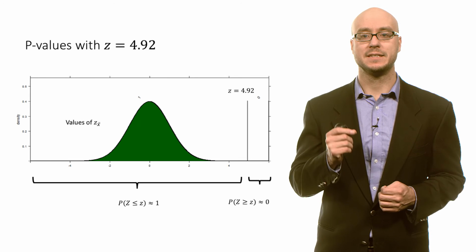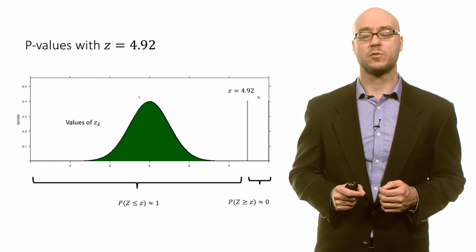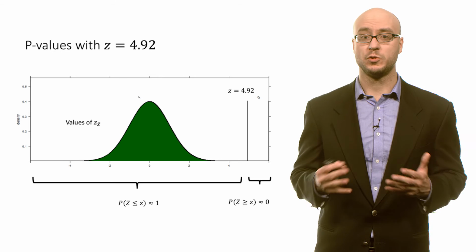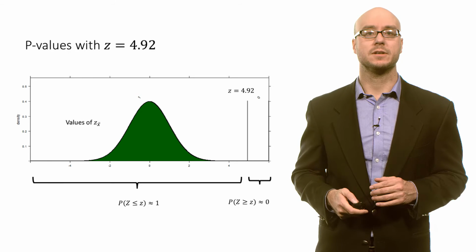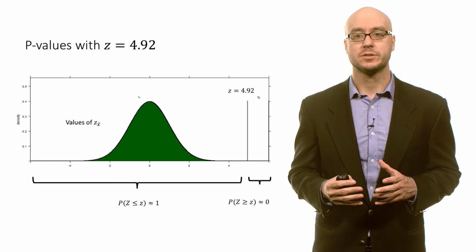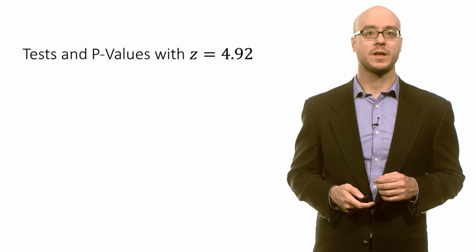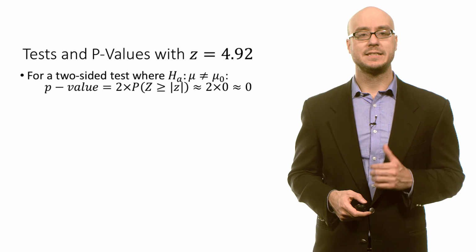The probability of obtaining a z-test statistic greater than or equal to 4.92 is almost zero. You round down to zero. It's never exactly zero, but it gets very, very close to zero. So let's use this information to make some decisions. So let's examine a two-sided test.